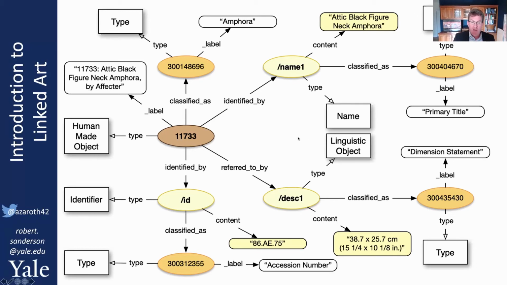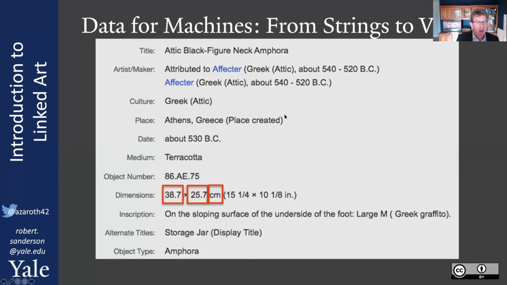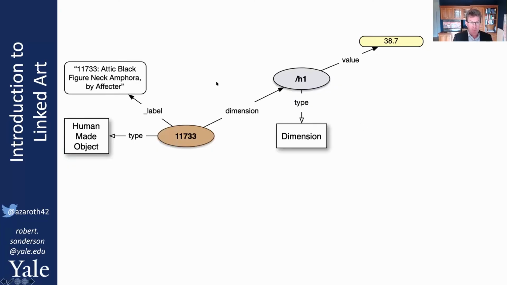Okay, so now we have the core descriptive knowledge as strings available as data for humans to read. But it sure would be nice if we could take that dimension statement and turn it into something that machines could process. So we could split this up into 38.7, 25.7, and the notion of centimeters. This is going from strings to comparable values, into our next tier of accuracy.